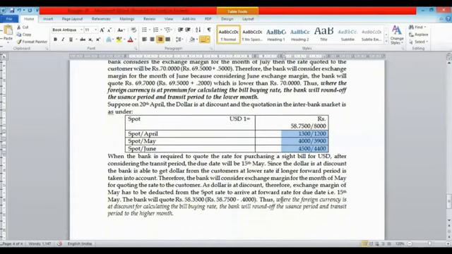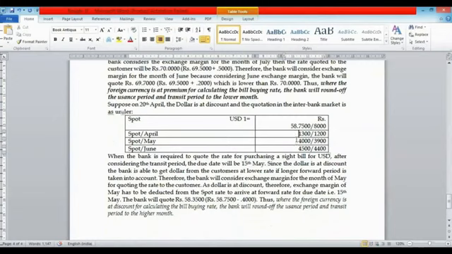When the foreign currency is at discount, then the usance period and transit period will be rounded off to the higher month. This is the rate given for 20th April. 25 days will be 15th May. Since the dollar is at discount, what happens with the dollar? We already said spot rate minus discount gives the forward rate.